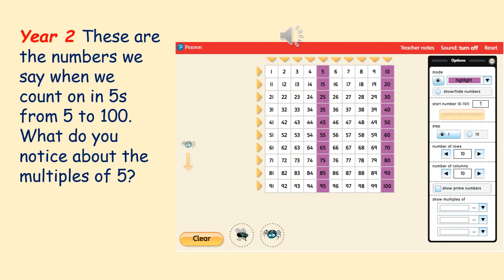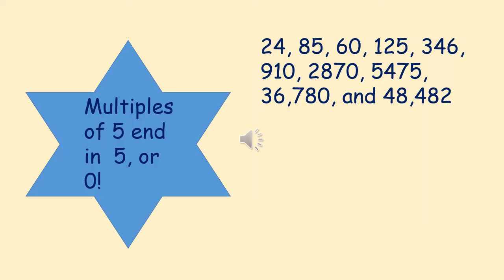So Year 2, I hope your brains are warmed up. Have a look at the 100 square. What do you notice about the numbers that are highlighted in purple? These are the numbers we say when we count on in fives from 5 to 100. What do you notice about the multiples of 5? Multiples of 5 end in 5 or 0. Did you spot that?